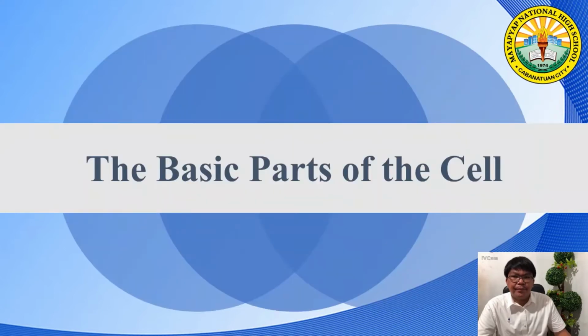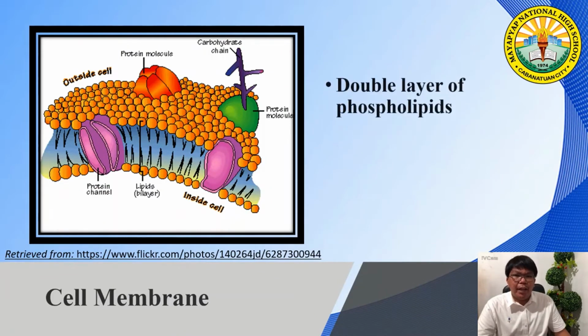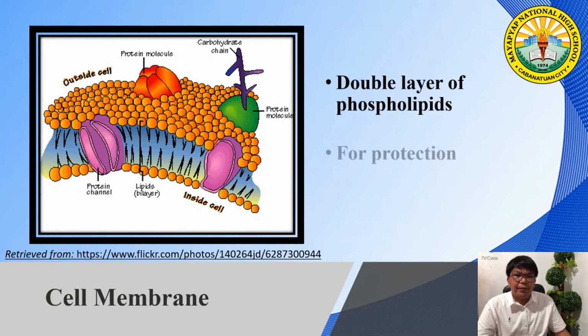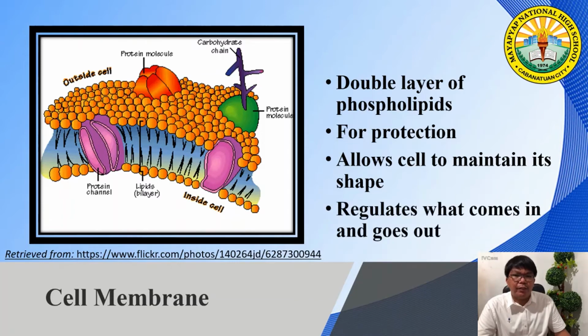The basic parts of the cell. The cell membrane is a double layer of phospholipids. Its function is for protection. It allows cells to maintain its shape and regulates what comes in and goes out of the cell.